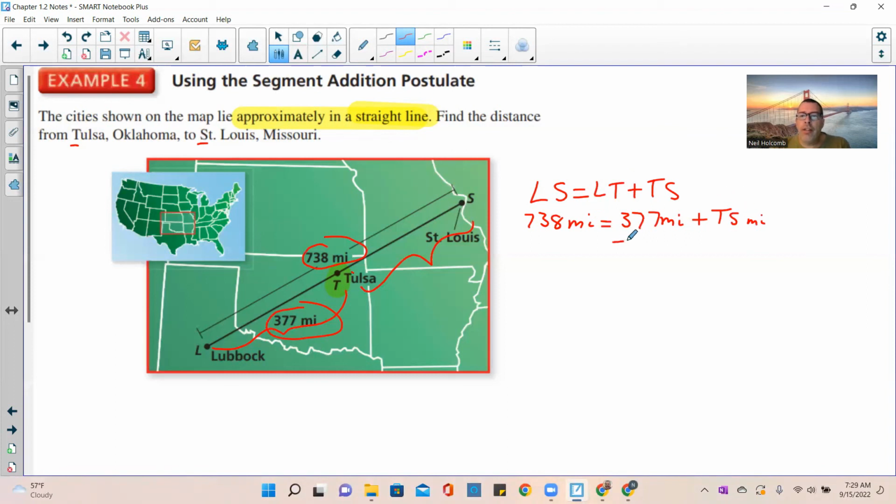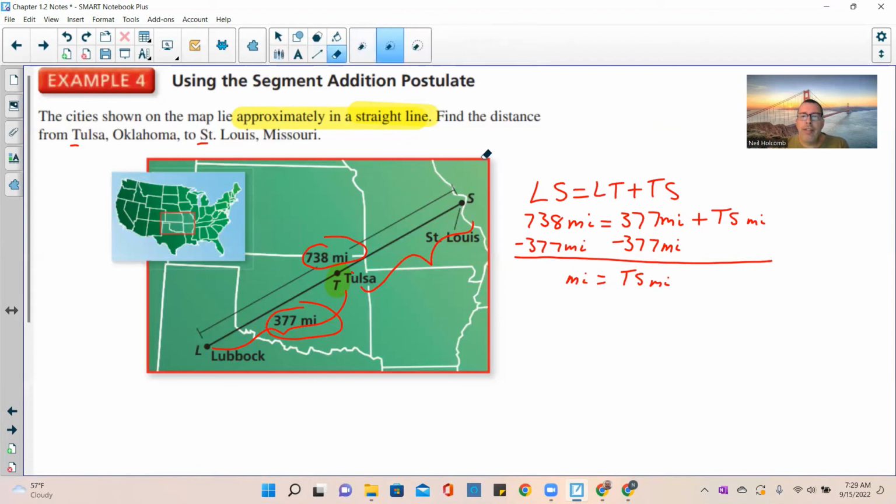Louis. So the subtraction postulate of equality says to subtract 377 miles from both sides. These cancel. 0 plus TS would be TS miles, if you will, equals, and I have miles over here. So I guess I don't need TS miles. The length of TS in miles is what that would mean.